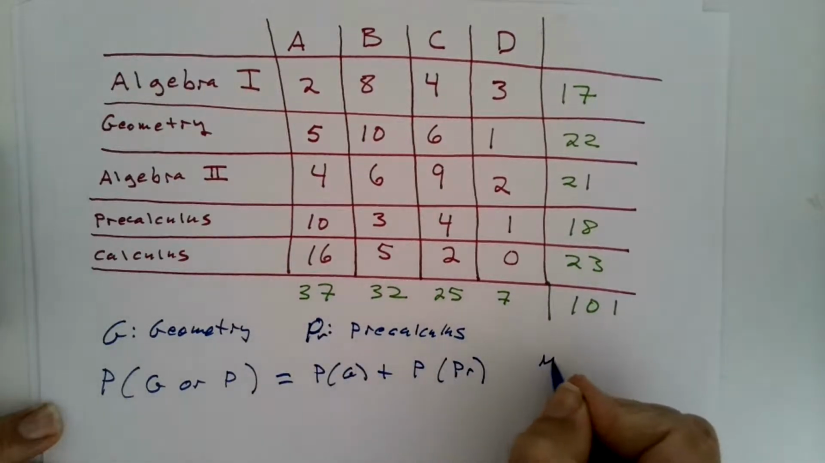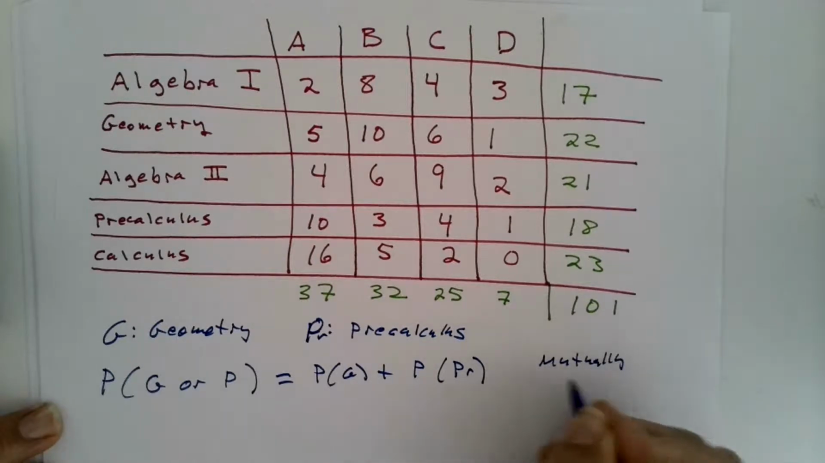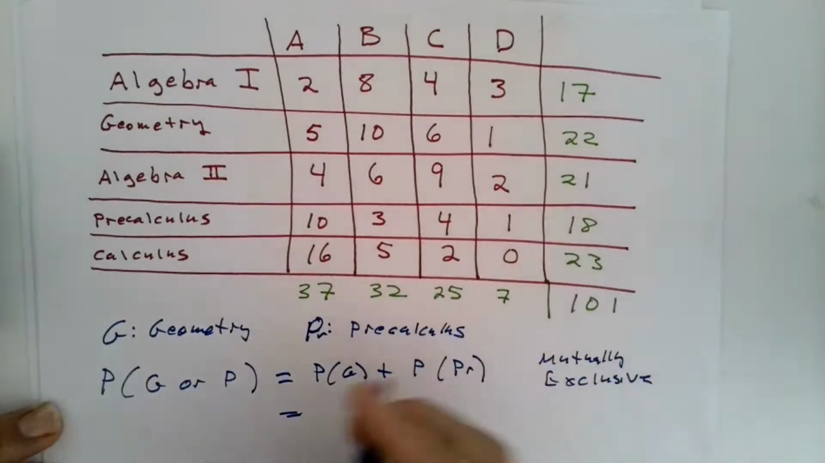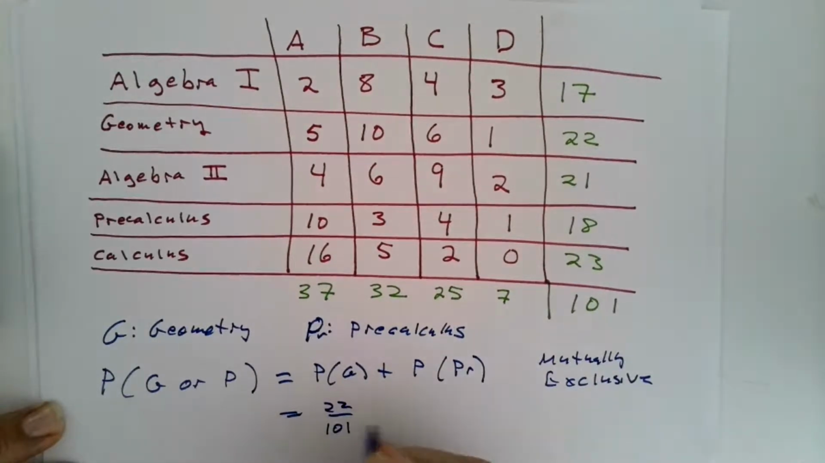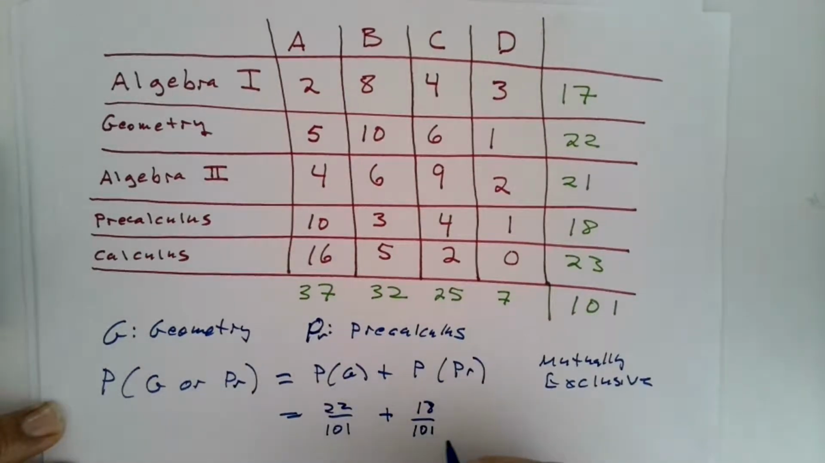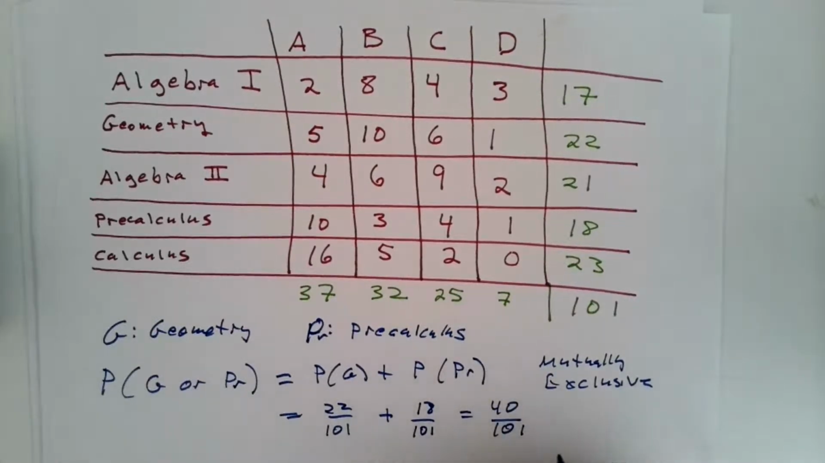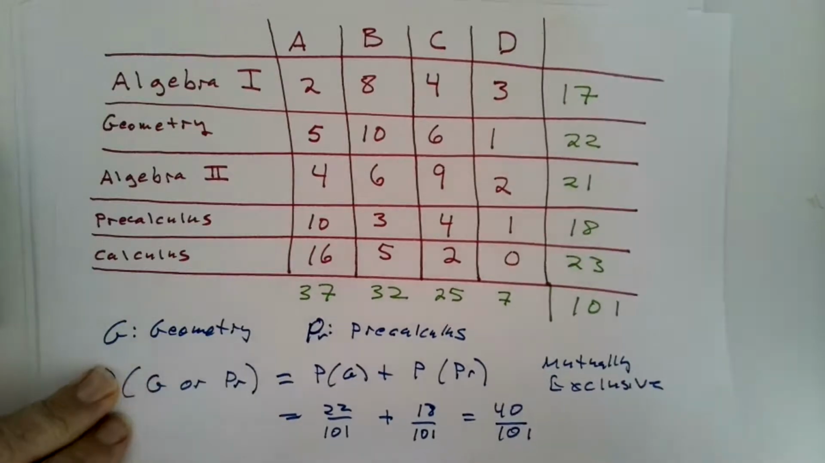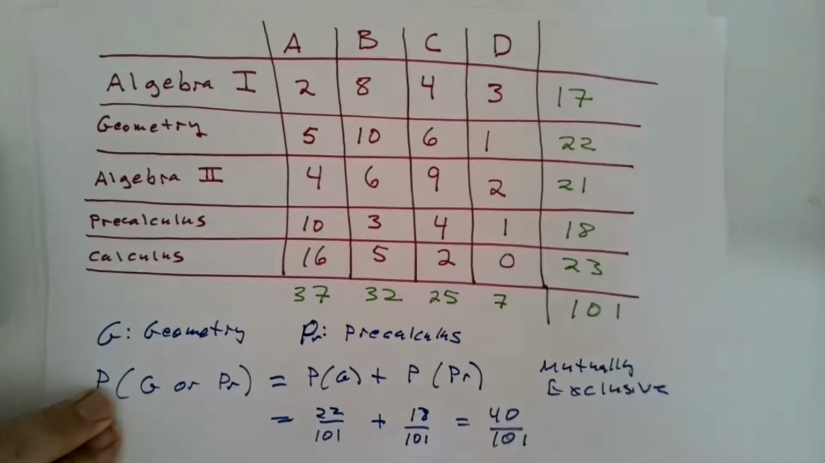Because they are mutually exclusive, how many students are in geometry? In geometry, we have 22 out of 101, plus how many are in pre-calculus? Let's say we have 18 out of 101. 22 and 18 would be 40 out of 101. Again, geometry and pre-calculus, no student is taking 2 math classes. Therefore, we can use the mutually exclusive version of that rule.